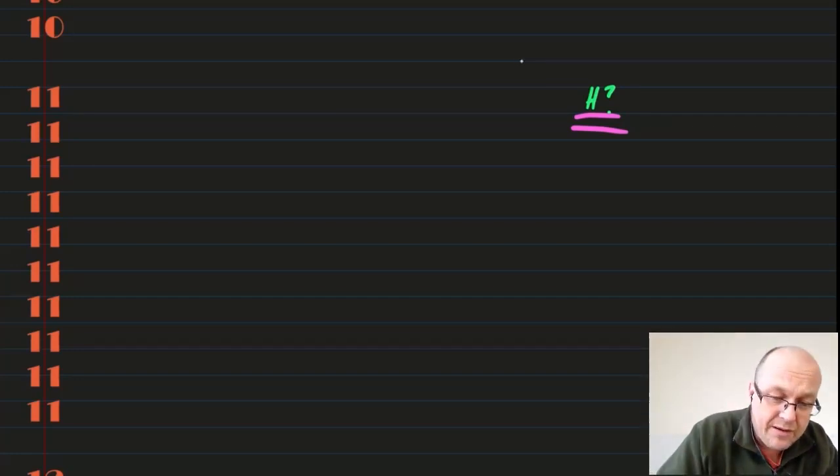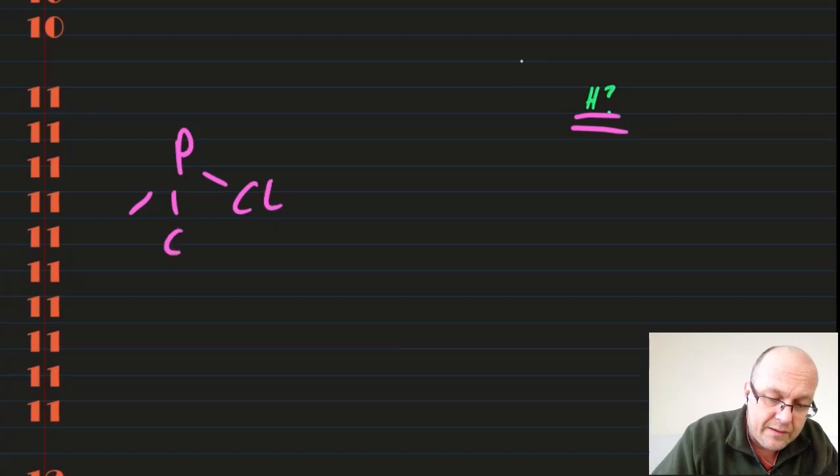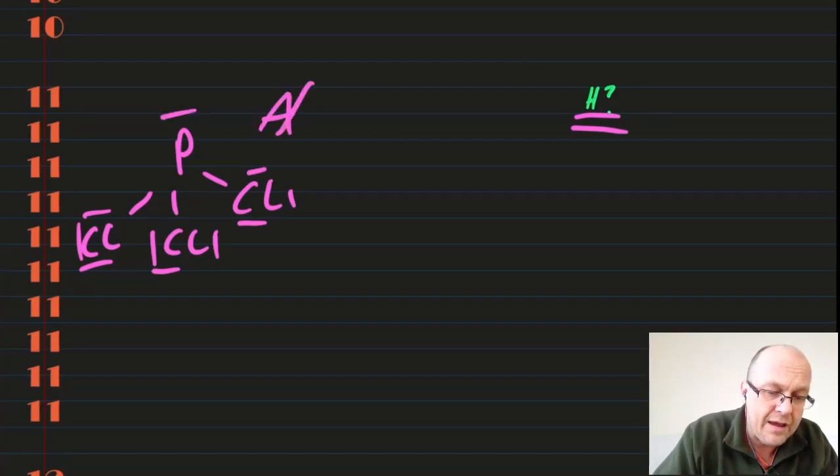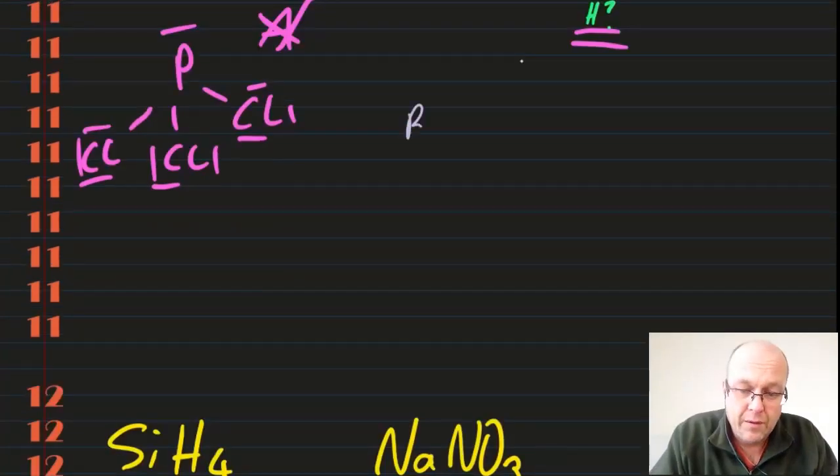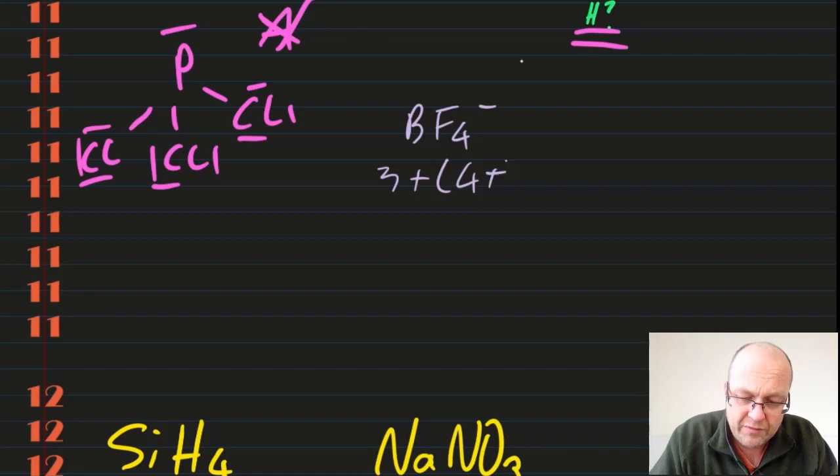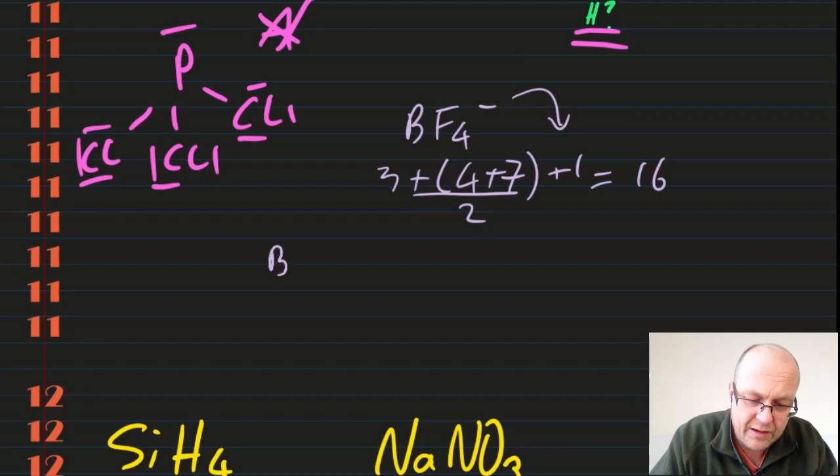So PCl3, phosphorus trichloride, all of those follow the octet rule. So it's not A. So BF4-, I don't know that one, so I have to work it out. So I've got 3 and 4 times 7, that's the valence electrons, and I need to add 1 because of the charge. Divide it by 2, so I want pairs, that's 28, 32, that's 16 electron pairs.